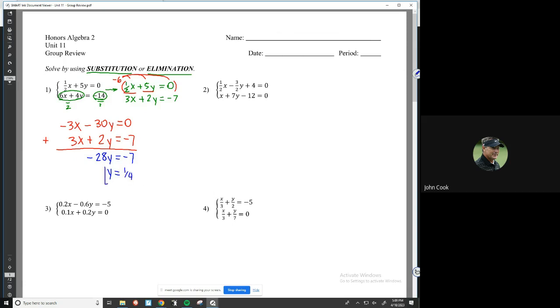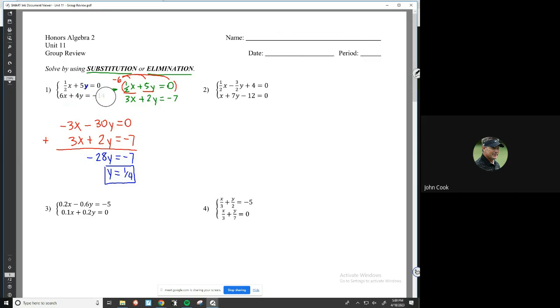So there we go. There's my y value, 1/4. Now, the cool thing about it is that y value works for this equation or for this equation. And so you can pick whichever equation you want, and you can solve for the corresponding x value. The one that I would pick to use in this particular case is the second equation.